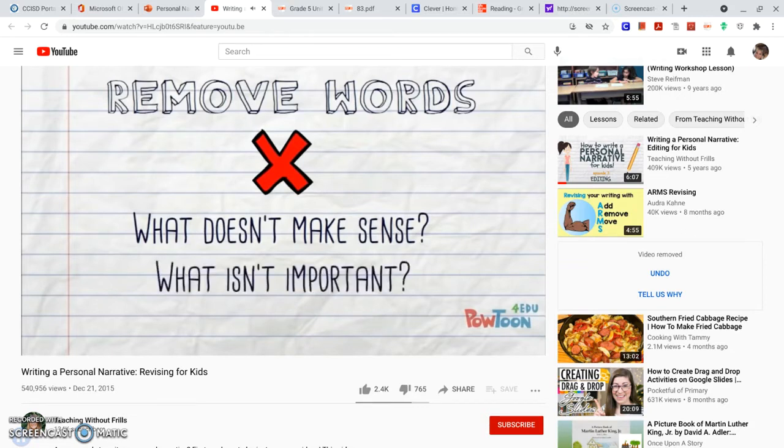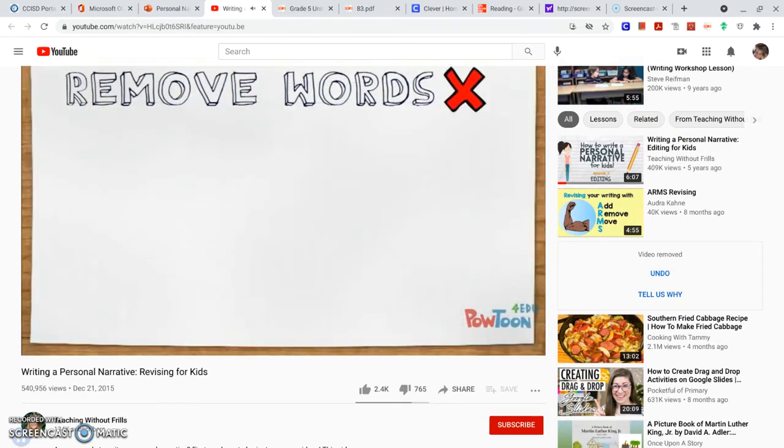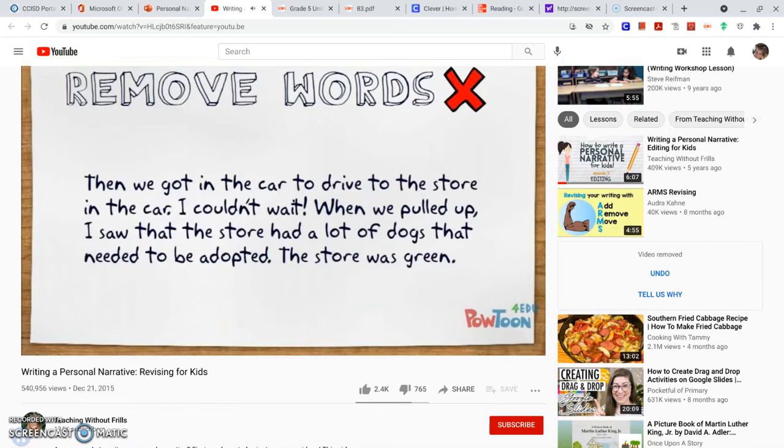And what isn't important to my story to help me decide what to take out? My next page says, then we got in the car to drive to the store in the car. I couldn't wait. When we pulled up, I saw that the store had a lot of dogs that needed to be adopted. The store was green. Did you hear anything that didn't make sense?